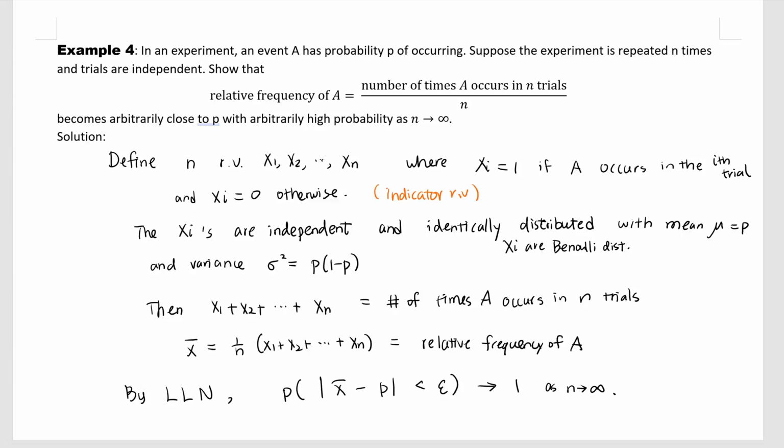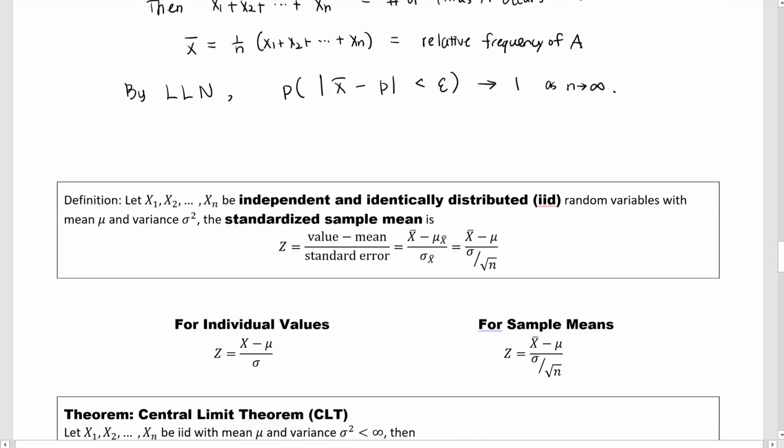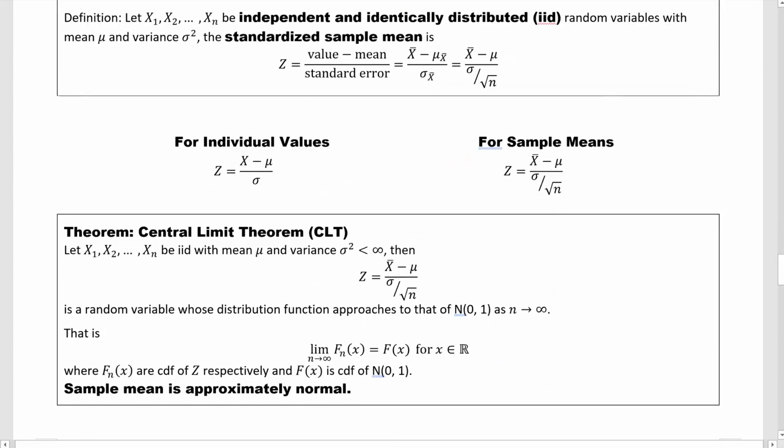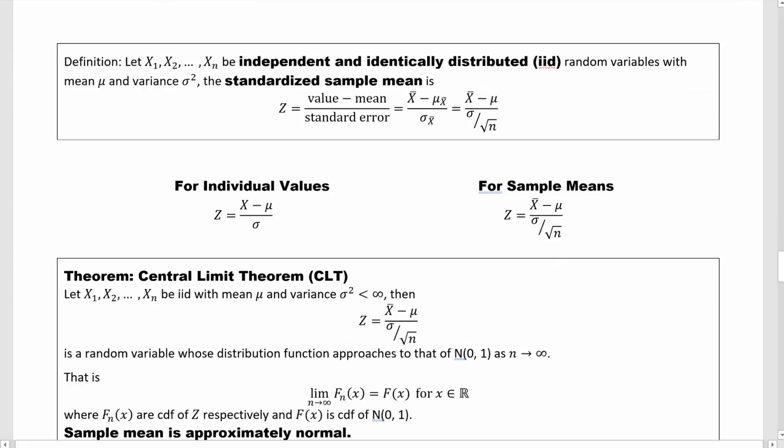So far, so good. This example is similar to our weather report. Under the same weather conditions, there is a 40% chance it will rain. So you record how many times it actually rains under the same weather condition. That's the relative frequency. Okay, let's continue. All right, next topic.